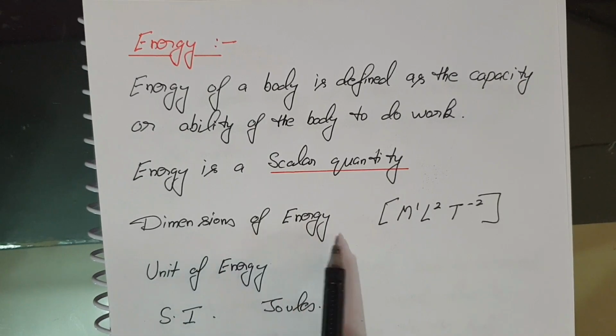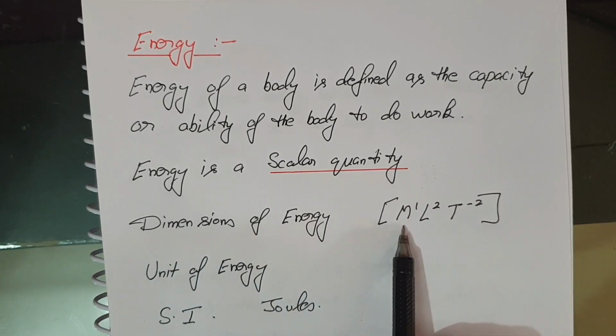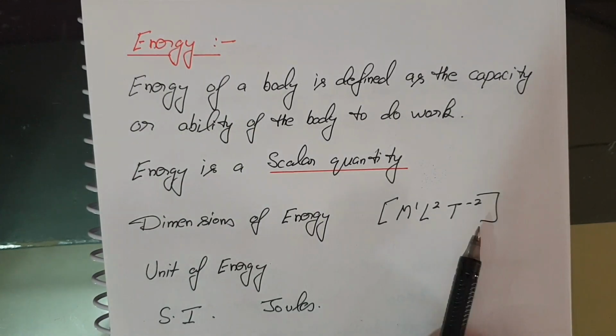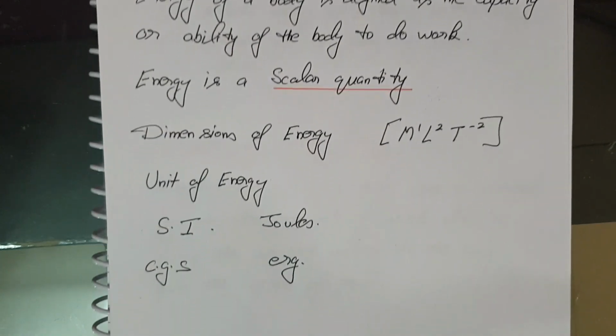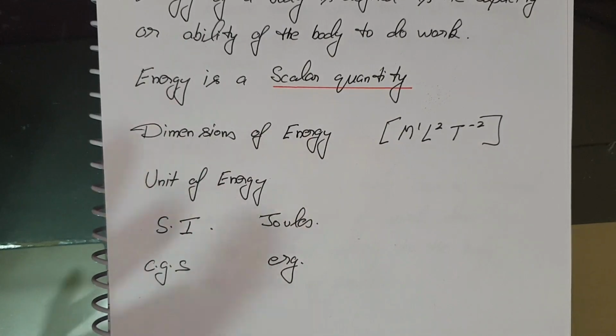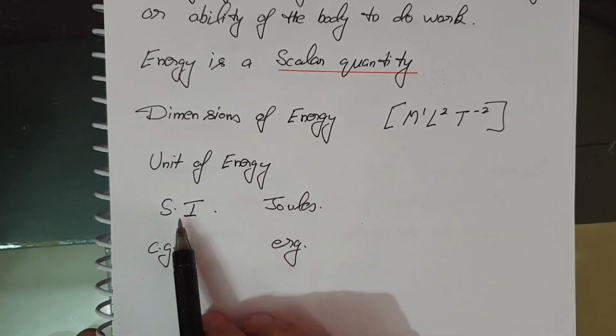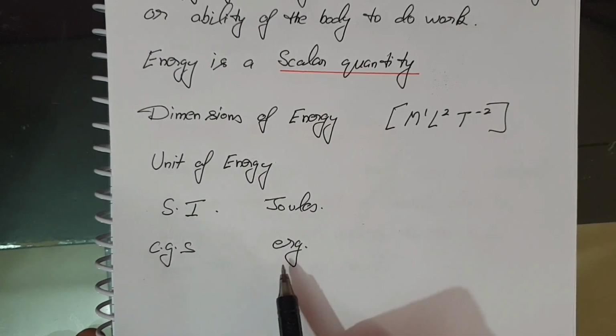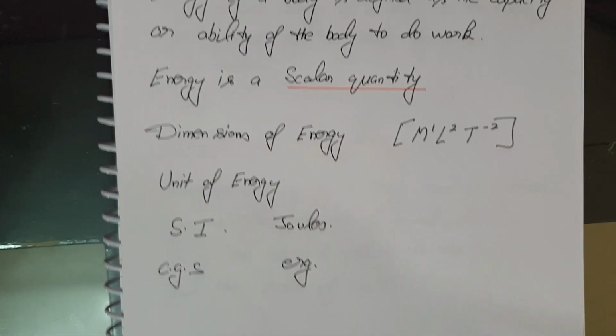Dimensions of energy are the same as that of work, which is M^1 L^2 T^-2. And the units of energy are the same as that of work. In SI units, energy is measured in joules, and in the CGS system, which is centimeter gram second, it is erg.